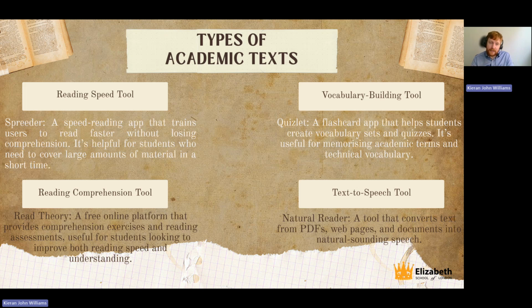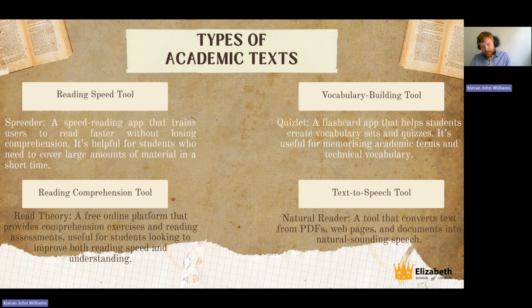If we are talking about understanding stuff, maybe a reading comprehension tool might be more for you. So we have something here called Read Theory. This is a free, or it was when I created this PowerPoint, a free online platform that has some comprehension exercises. It'll give you a text, and some questions that you need to answer, and they will test your understanding of what you have just read.